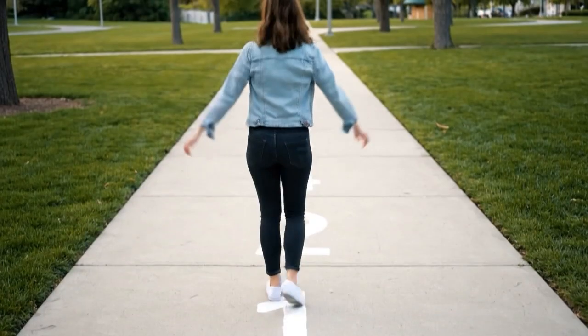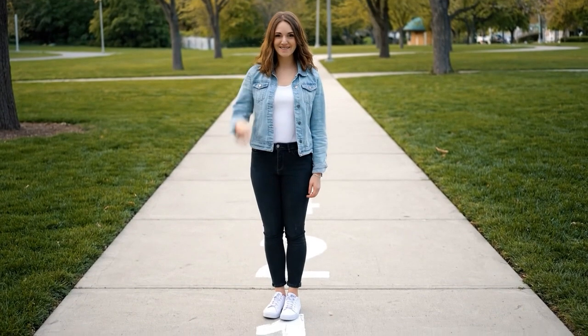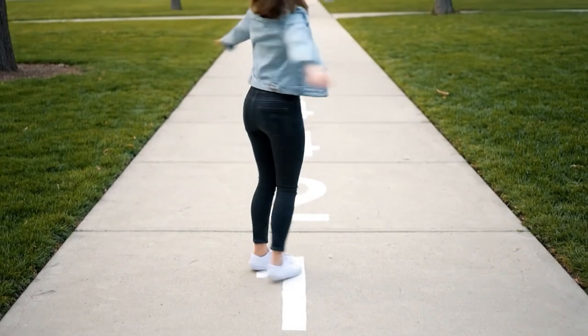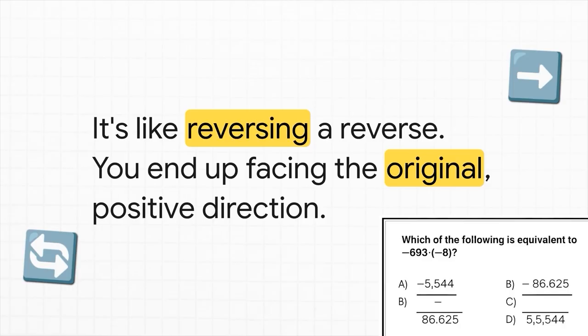Or picture a number line on the sidewalk. Facing left is negative. If I spin around once from facing right to facing left, I reverse direction, negative. Spin around a second time, I've reversed the reverse and I'm facing right again, positive. That's negative times negative equals positive. This is why negative 693 times negative 8 will be positive.